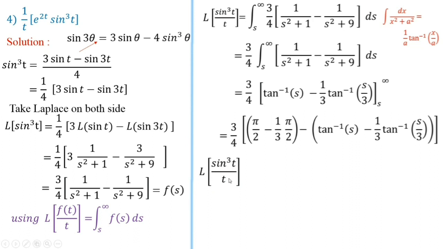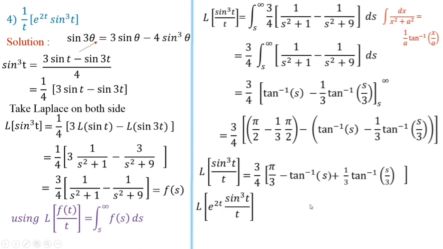Therefore, Laplace of sine cube t upon t is equal to 3 by 4 into, here after simplification, we get pi by 3 minus tan inverse of s, minus minus we get plus 1 by 3 into tan inverse of s upon 3.